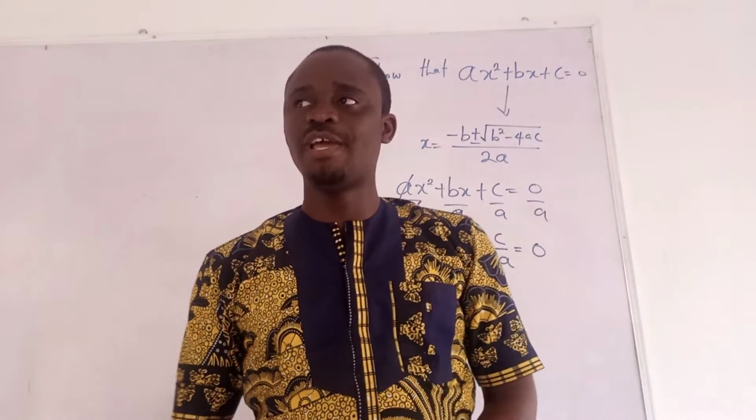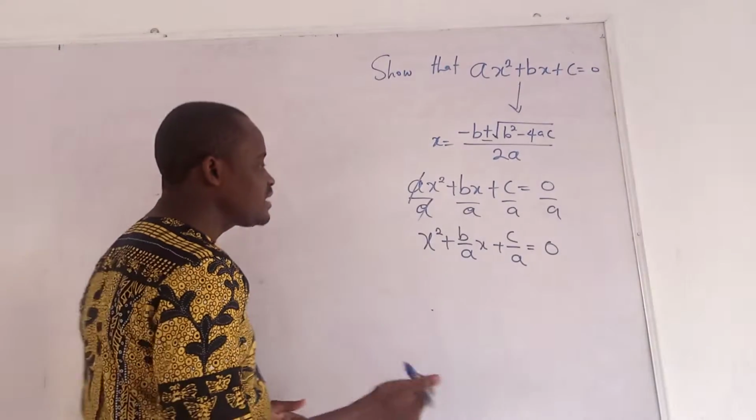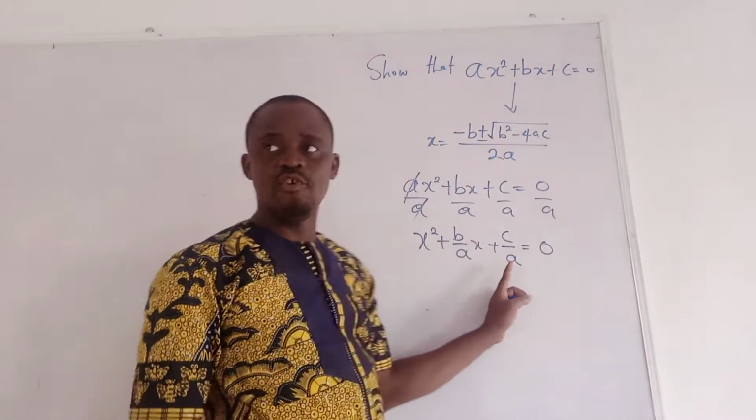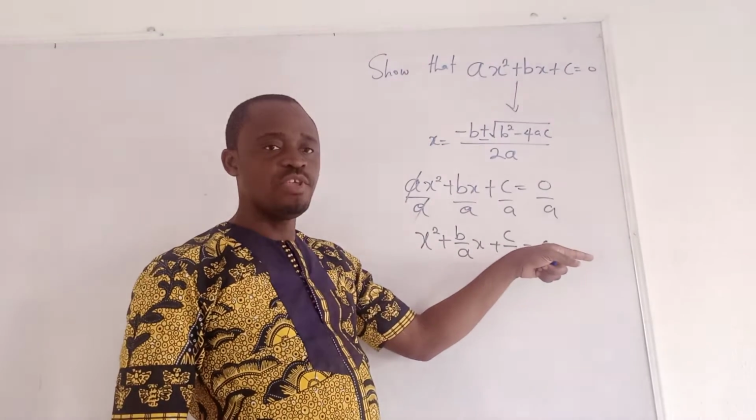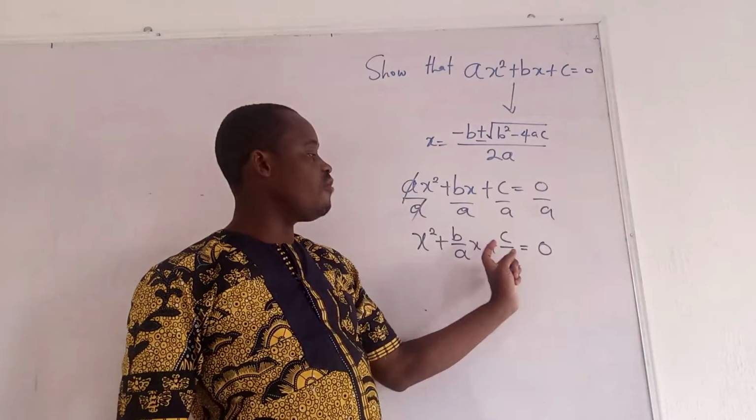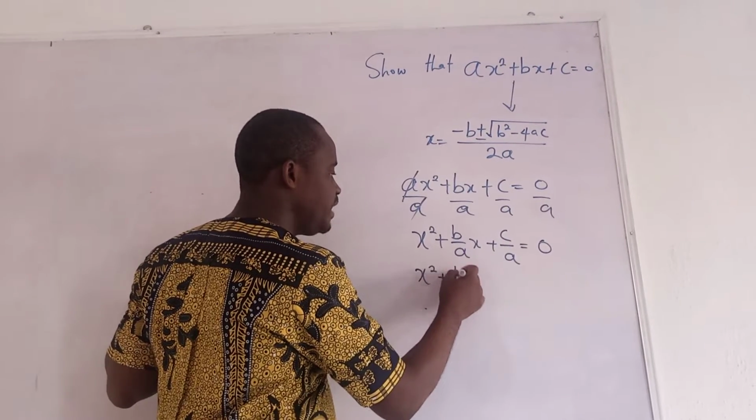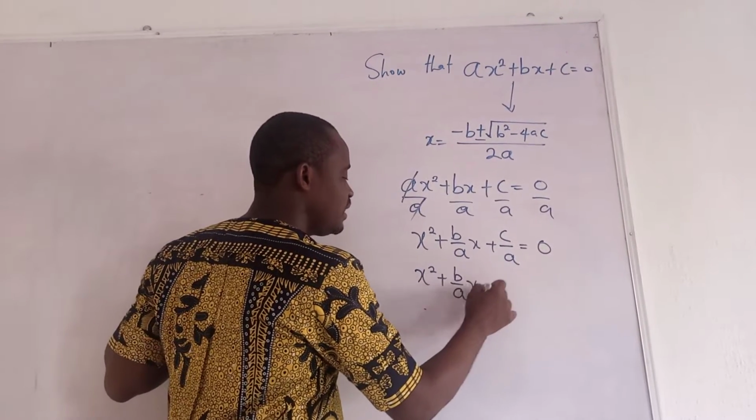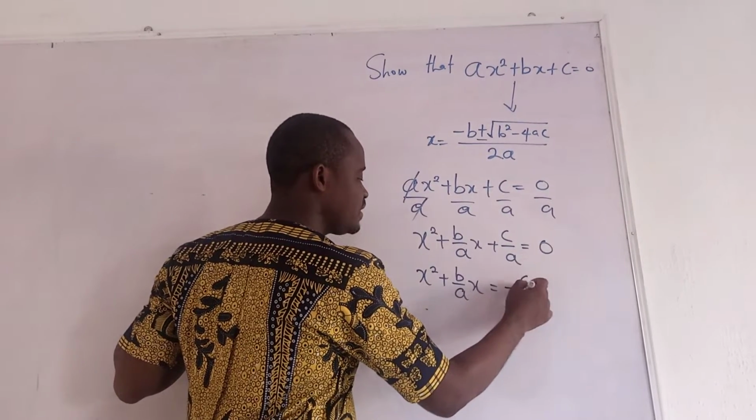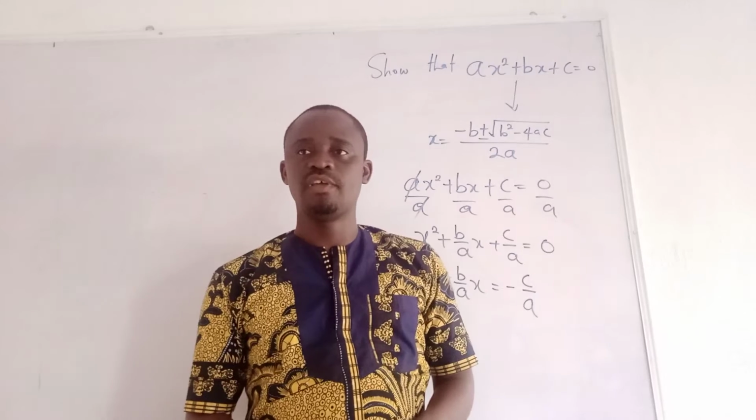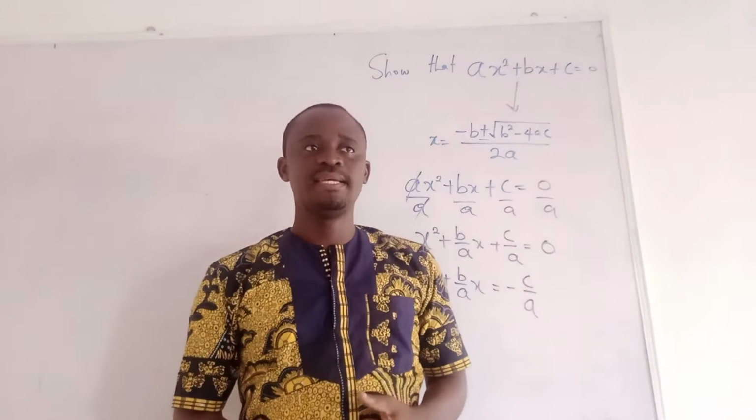The next thing to do is take plus c over a to the other side. When you take plus c over a to the other side, that gives you x squared plus b over a x equals minus c over a.